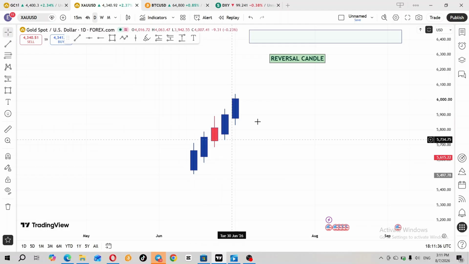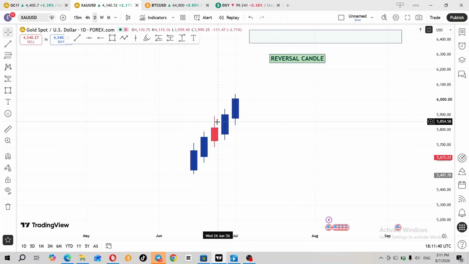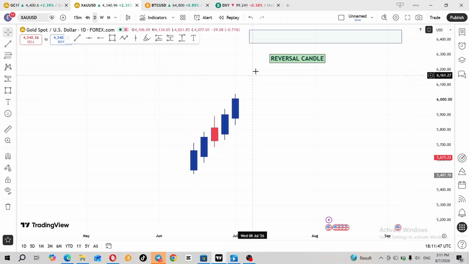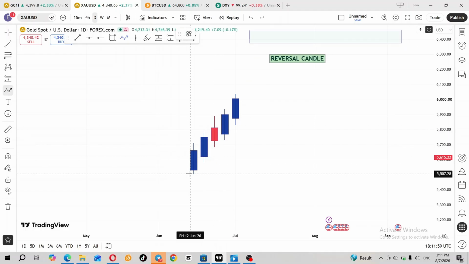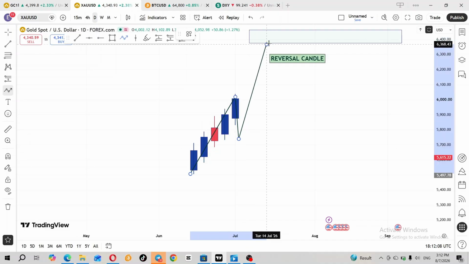First of all, what is a reversal candle? A reversal candle is a red candle that crosses the middle of a strong bullish momentum in the market. This is the opposite candle or order block in other strategies like SMC, ICT and others. So this is strong bullish momentum, and it touches this level and pulls back, then goes to upward movement.